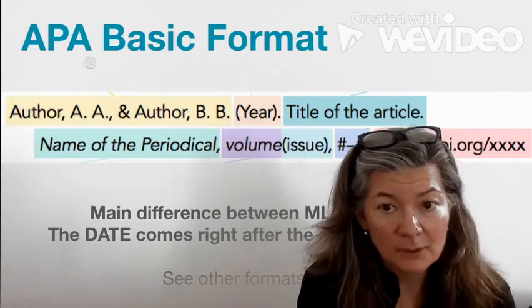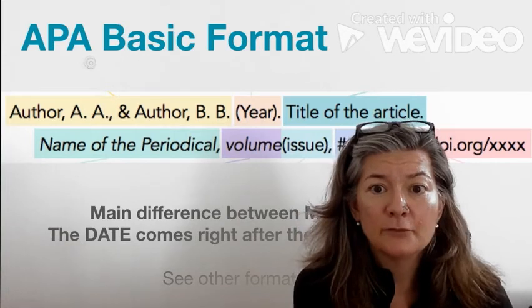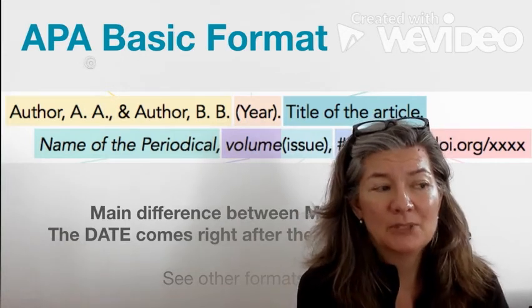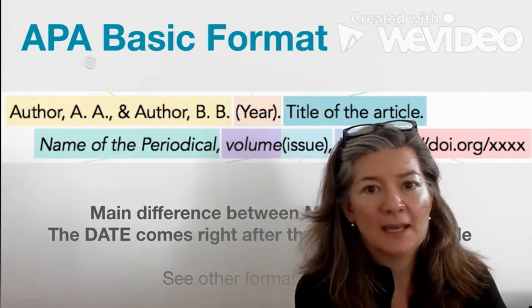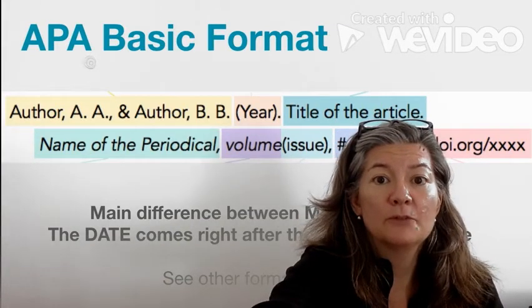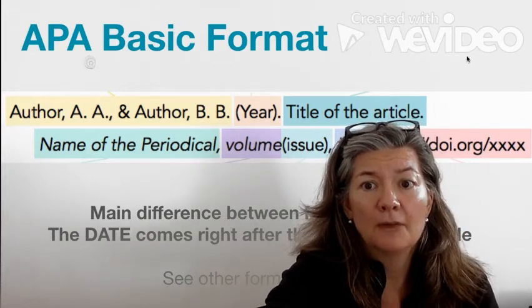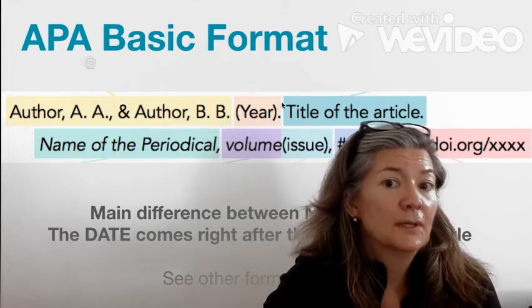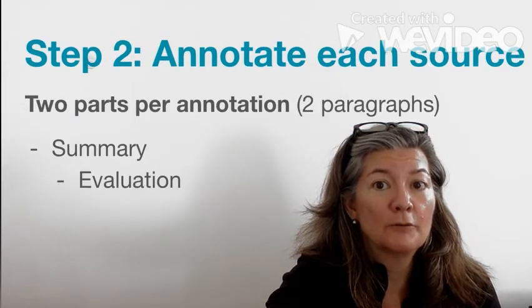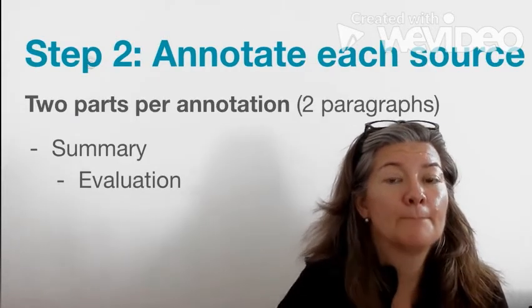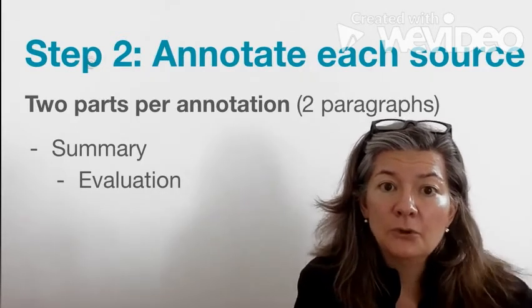APA is very similar to MLA, which you've used in middle school. The main difference is that APA puts a high value on the date. So you'll see in APA that the year comes right after the author, or if you don't have an author, it will come after the title of the article. There's a link there to see other formats, but this is a very basic and common format that you'll see in APA.